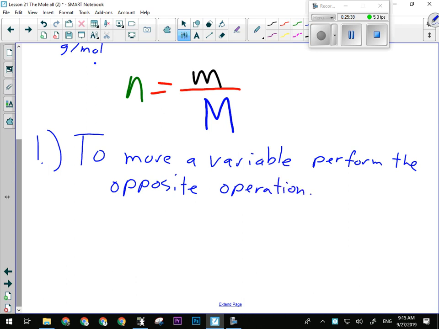If you want to move a variable, you perform the opposite operation. So if I am multiplying it, I would divide to move it over to the other side. If I'm adding it, I would subtract. Simple rule. Okay. Second rule.